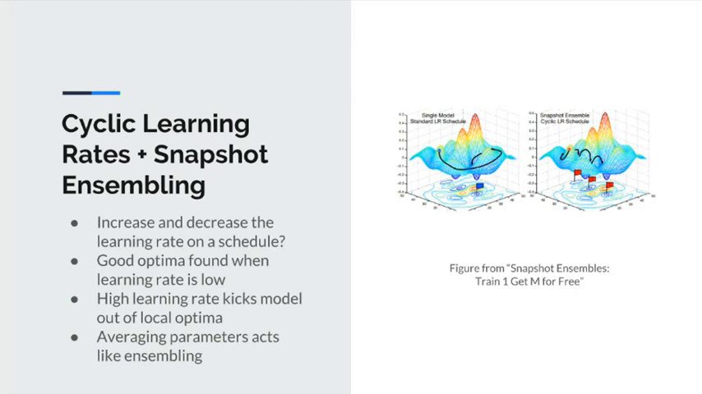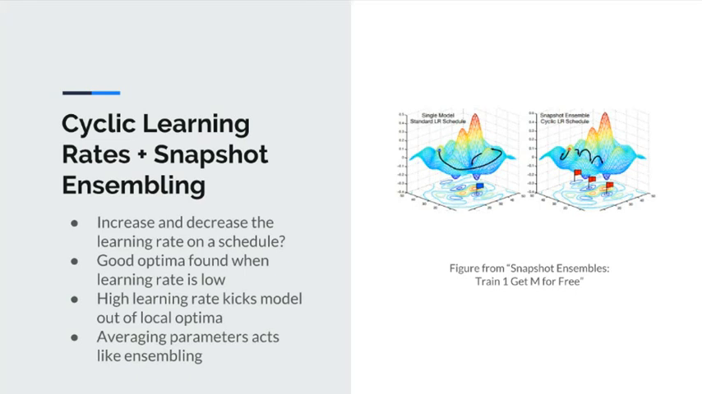Cyclic learning rates increase and decrease the learning rate on a schedule. Good optima are found when the learning rate is low, and high learning rates kick the model out of these local optima so they can settle into new, different local optima. If we save the state of the model parameters at each of these local optima, we'll find that the local optima are connected by a region of low loss on the loss surface.